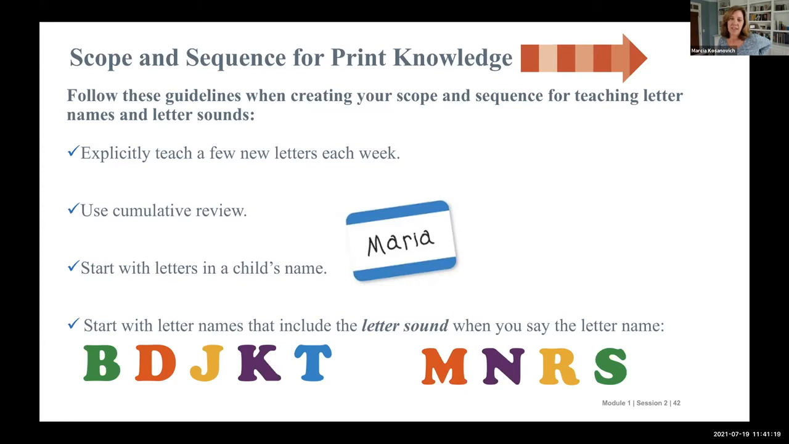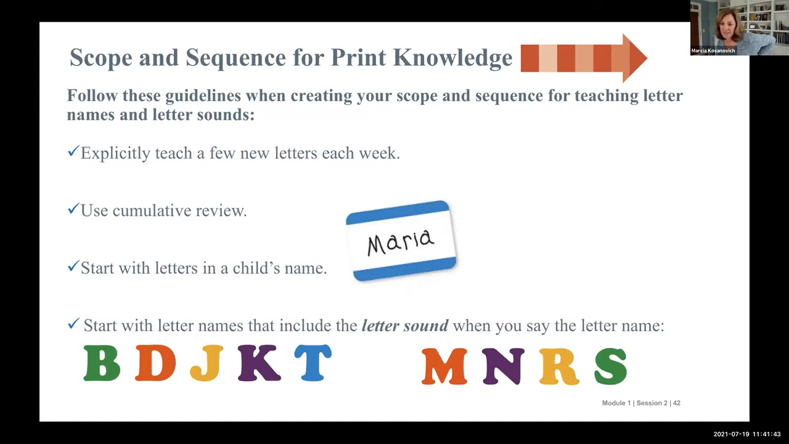What do you notice? And you can drop it in the chat. What do you notice about the difference between the B, D, J, K, and T and that second set of letters, M, N, R, and S? For students who struggle, it's best to begin with letters like the first set of letters where the sound is at the beginning. That's right. That's exactly right. You got it.